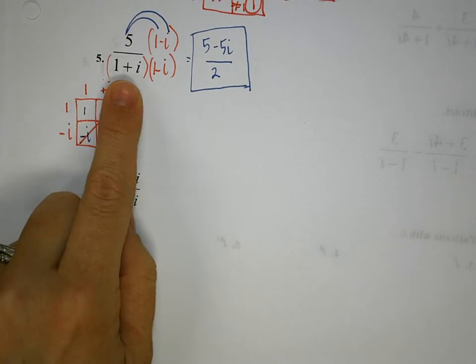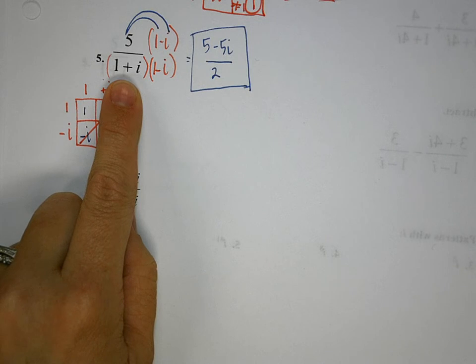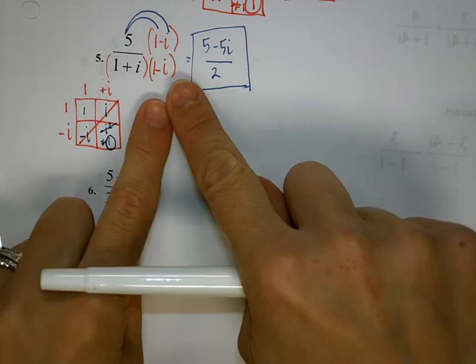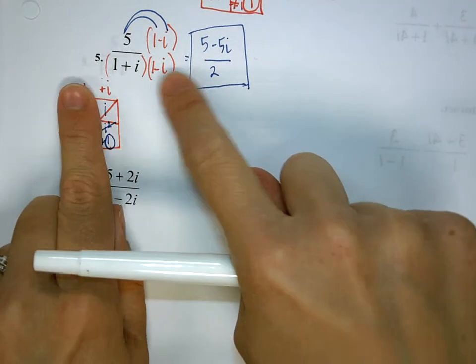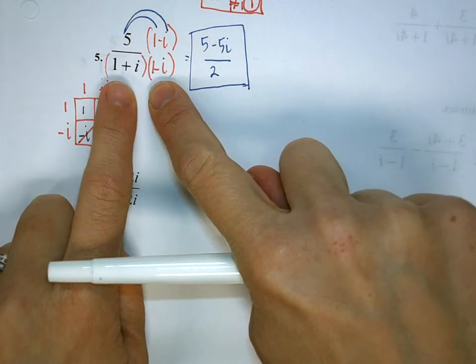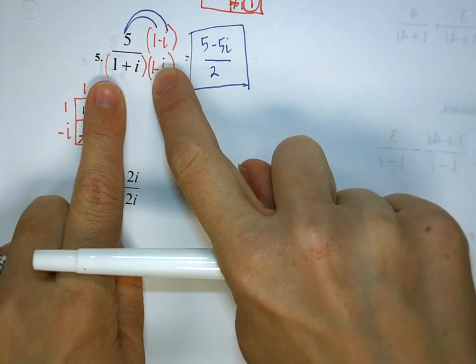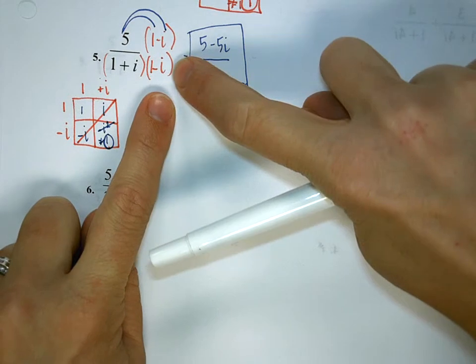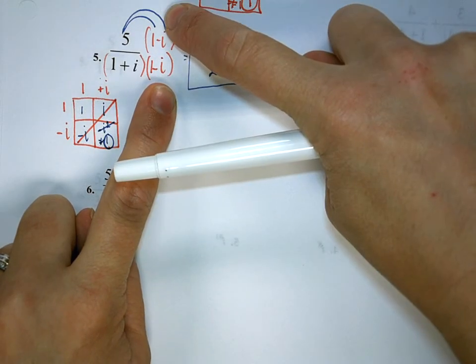Anytime that you have a plus or a minus in the denominator, the only way to get rid of the i is by multiplying by the conjugate. The conjugate is written exactly the same as the first one, except if this is plus, this is minus. If this was minus, this would be plus. Whatever I do to the bottom, I also have to do to the top.